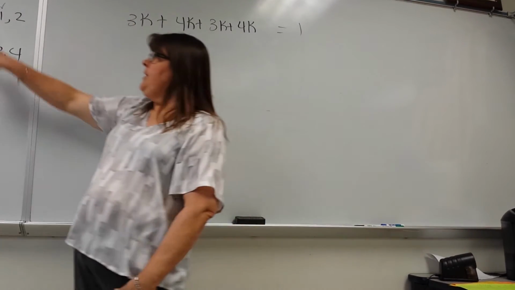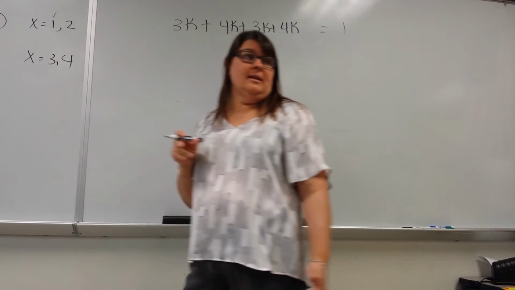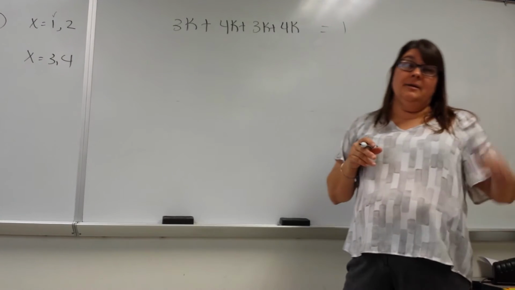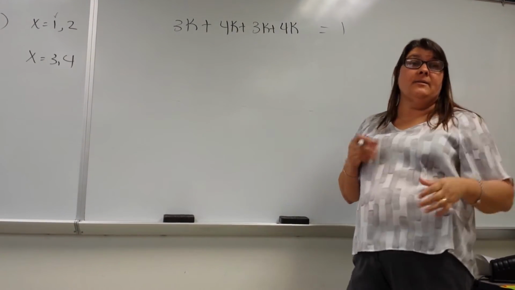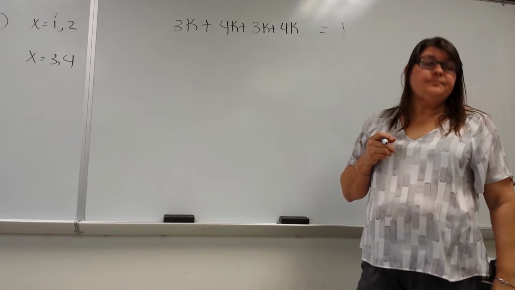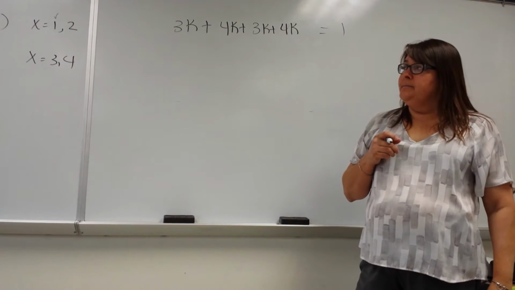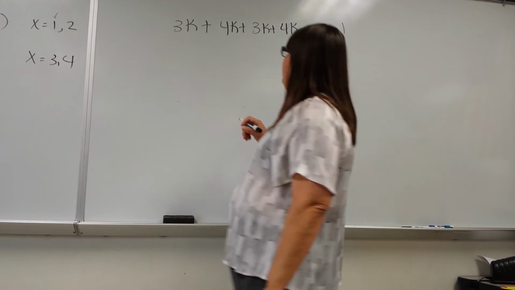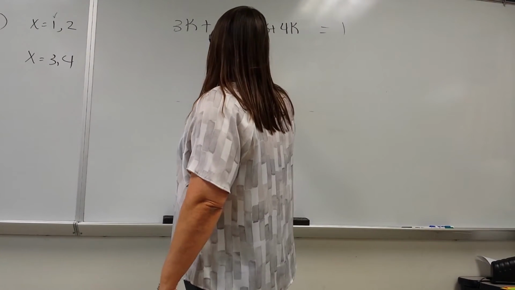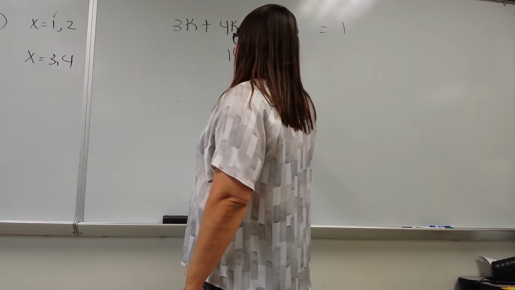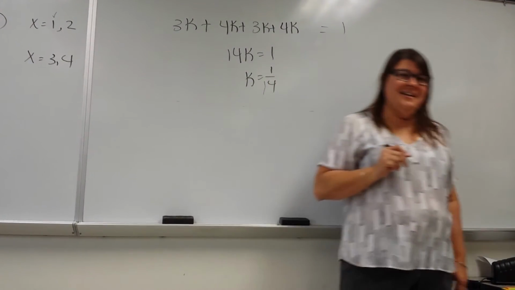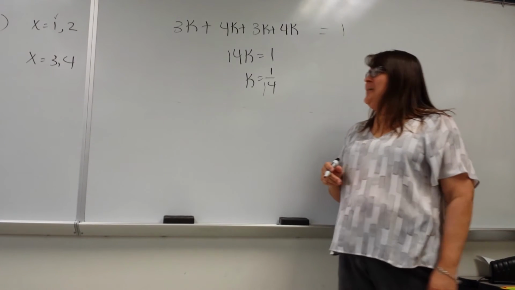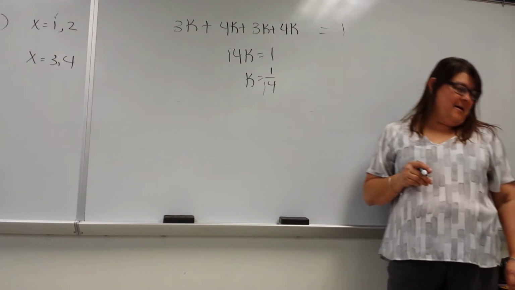The only thing we're worried about is 1, 2, 3, and 4, because that's all they're telling me we care about. Those numbers were given to you in that format, just like this. So if I clean this up a little bit, I got 8 and 6, which is 14K equals 1. K is 1/14. So, are we good? Yeah. That one came hard.